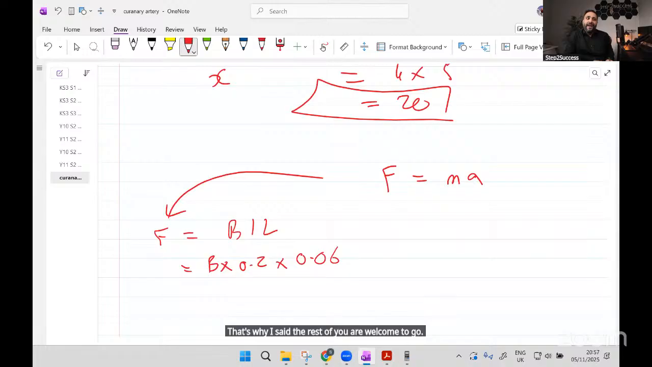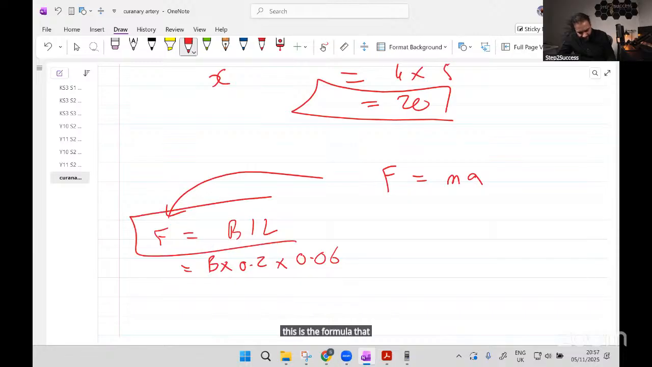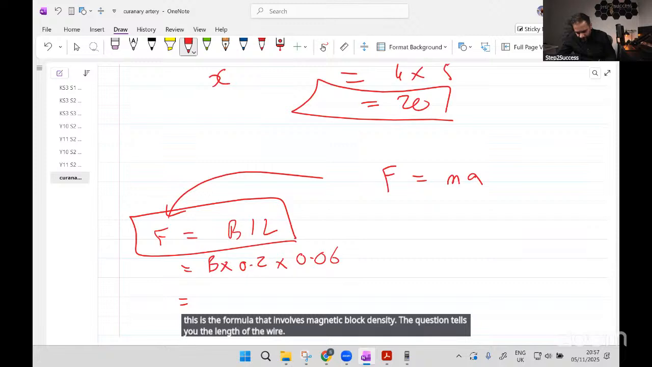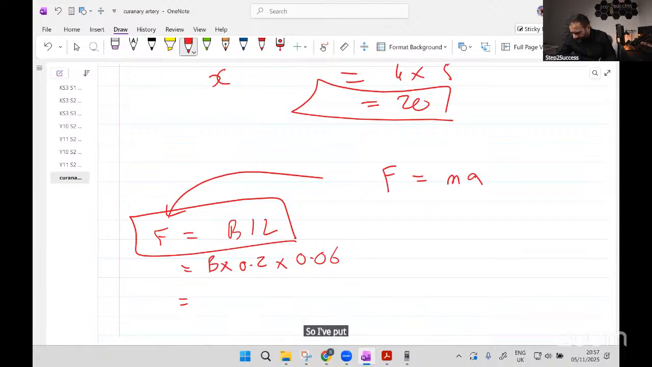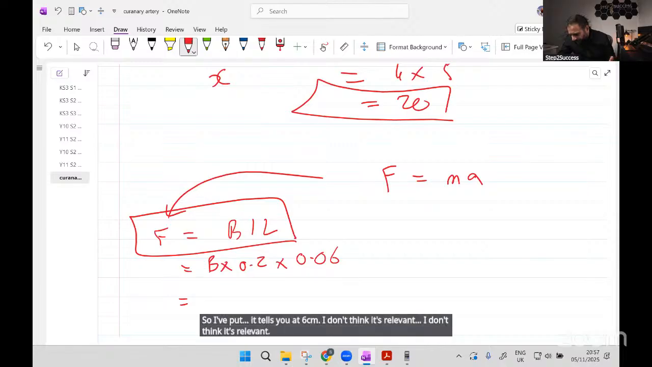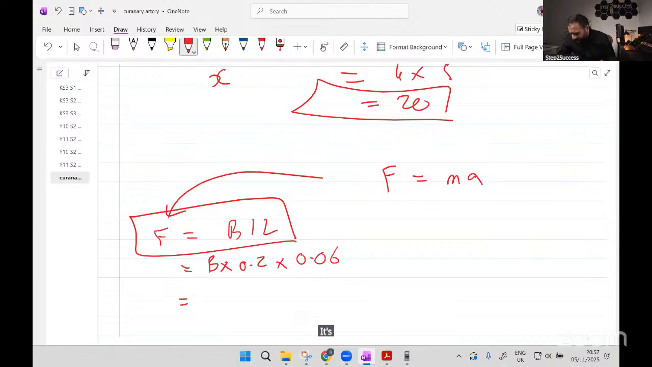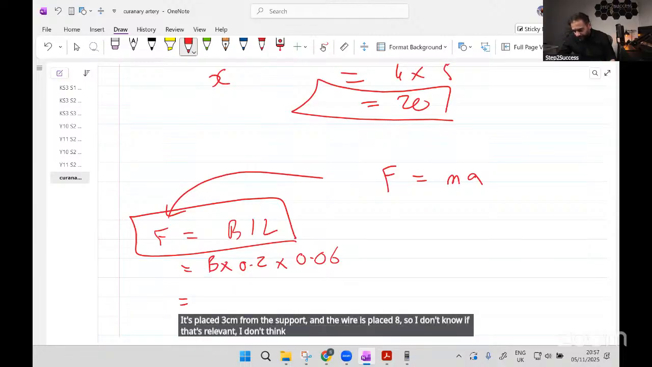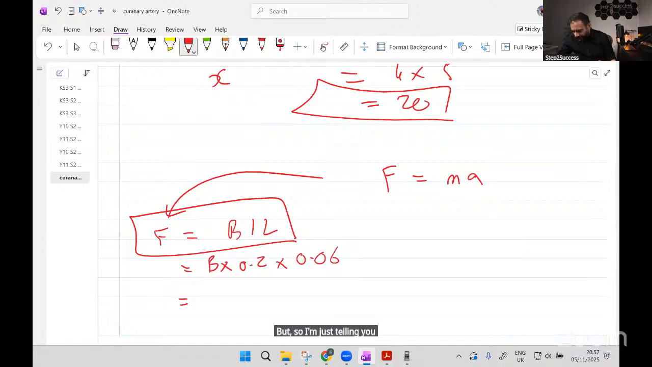I think it's slightly tricky without seeing part A of this question, but the question says here, calculate magnetic flux density. This is the formula that involves magnetic flux density. The question tells you the length of the wire, so it tells you it's 6 centimeters. I don't think it's relevant that it's placed 3 centimeters from the support and the wire is placed 8 centimeters. I don't know if that's relevant. I don't think it is, but I'm just telling you what I think at the moment.